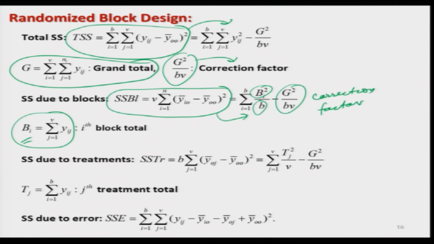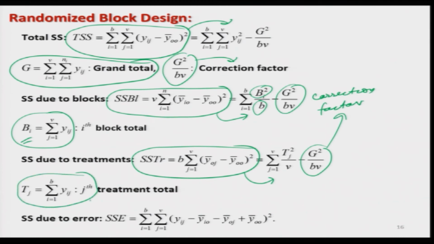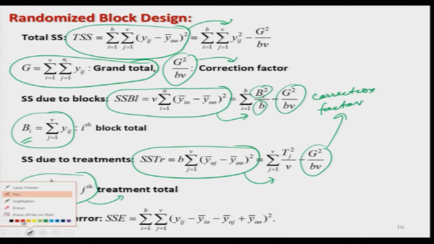And then the sum of squares due to treatment we have obtained like this, and this can be expanded as the summation over j from 1 to v of T_j square upon b, minus G square upon bv, which is again the correction factor, where T_j is the summation over i from 1 to b of y_ij, and this is the jth treatment total.